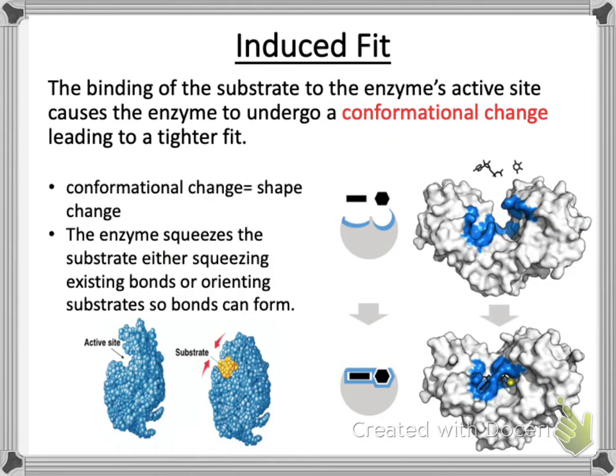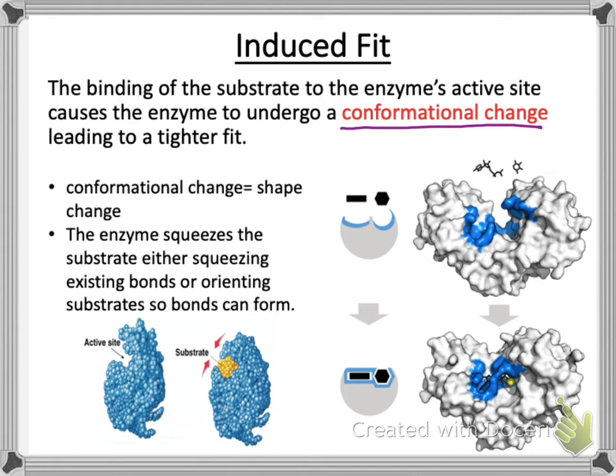So the reason why they reduce activation energy has to do with something called induced fit. The binding of the substrate on the enzyme's active site causes the enzyme to undergo something called a conformational change. And what that does is it leads to a tighter fit. A conformational change is a shape change. So usually the binding induces a shape change, hence the name induced fit. And in this case, the binding of the substrate induces the active site to fit more tightly around the substrate.